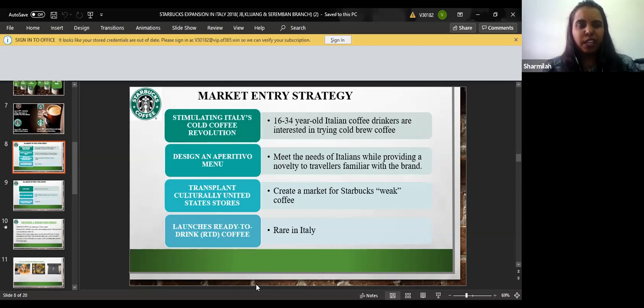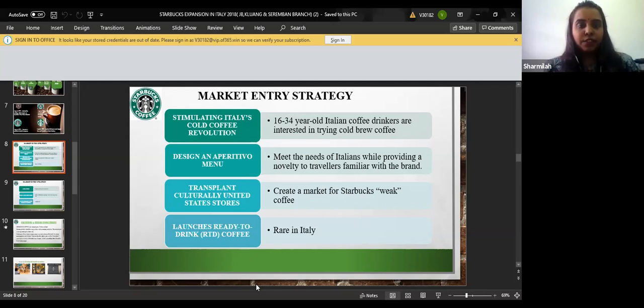Starbucks' weak milky coffee would be unsuccessful with native Italians who are accustomed to high quality, strong coffee. So maintaining the same products that Starbucks has in other countries will only be successful with tourists and travelers, and it will cause Starbucks to miss out on a large portion of the market in Italy.